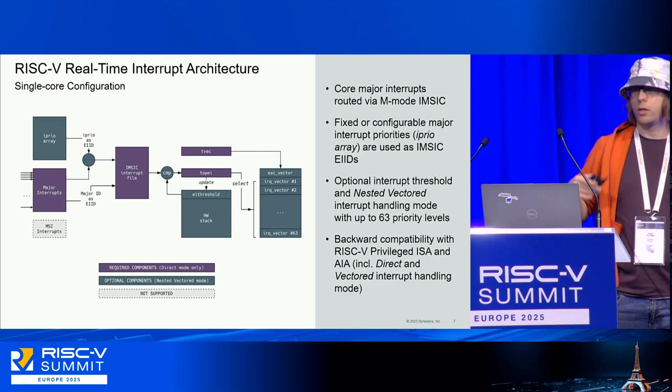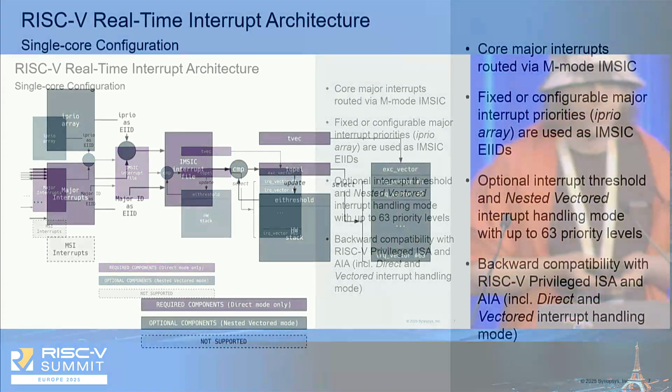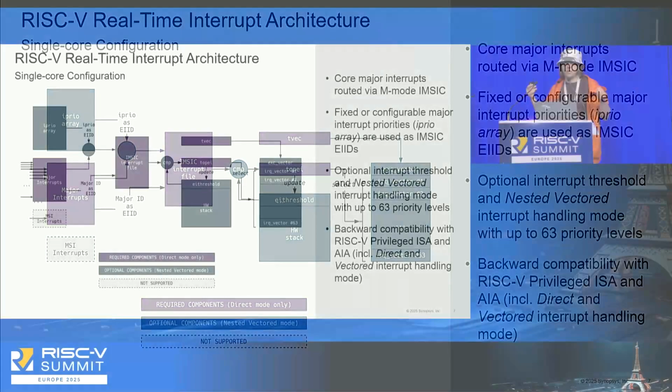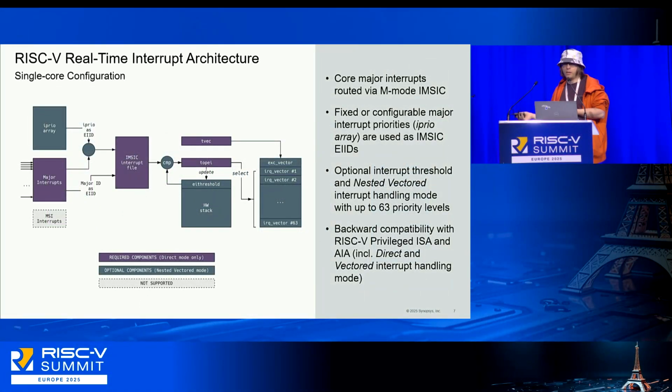Now, let's talk about a resource-constrained single-core configuration. In such a system, we may not even have a bus to deliver MSIs from APLIC to IMSIC. But actually, we don't even need APLIC here. Instead, we can just connect the interrupts via CLIC, as we have already done previously. So we get nested vectored interrupt handling mode without MSI and without APLIC.